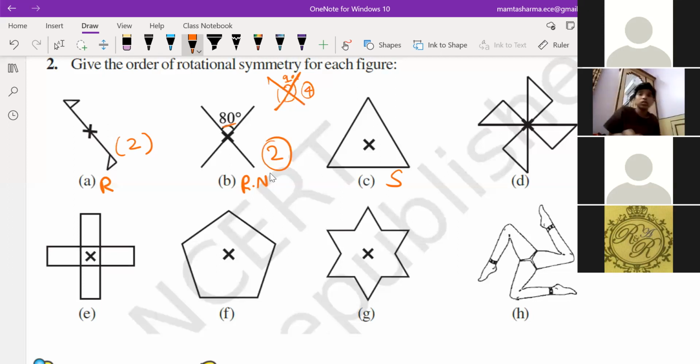Okay, so consider this angle also. This angle is 80 degrees. It means these two angles are 80 degrees, and these two angles are different. It means it will look the same only 2 times. And when the angle is 90 degrees, all angles are equal, 90 degrees. It means it will look the same 4 times. Clear?